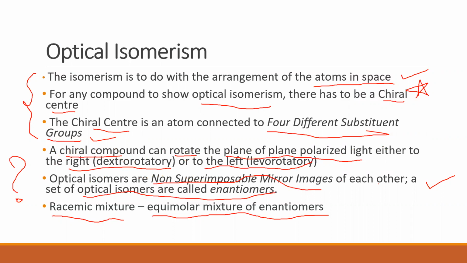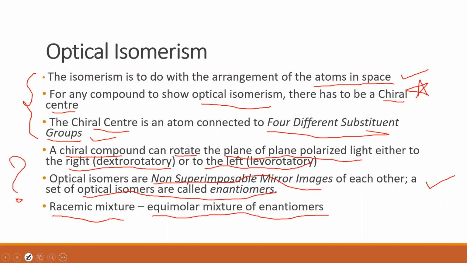non-superimposable mirror images of each other. Optical isomers are non-superimposable mirror images of each other. A set of optical isomers are called enantiomers. So this is your other homework. I want you to write the definition of enantiomers 3 times. What are enantiomers? I want you to give an example. So this is your other homework. What are enantiomers? Give an example.